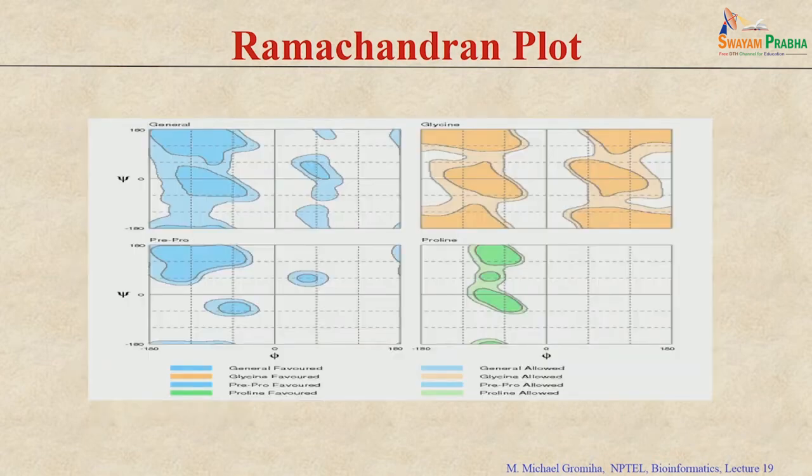So, here this is the plot for the general case, right, where this is your alpha helix, and you can see the beta strand here, and in some cases you can see the glycine, this is for the glycine, right, and here this is for the proline. So, check whether the glycines or prolines are also placed properly, and that they have the conformational angles which can be seen from this Ramachandran plot.